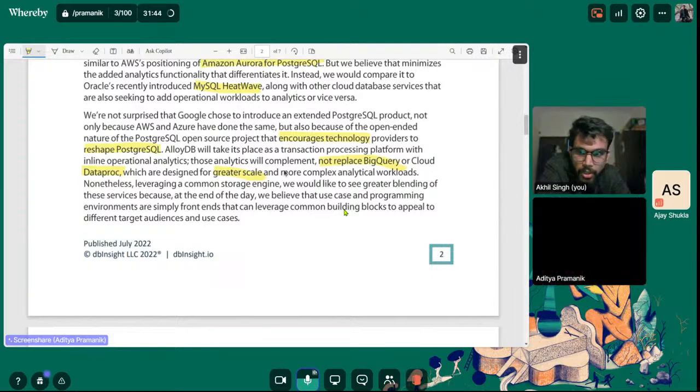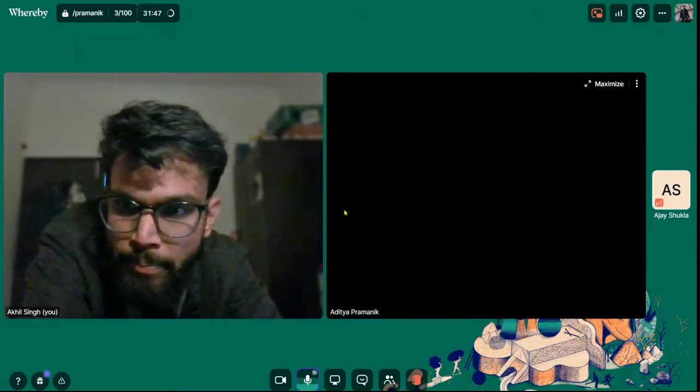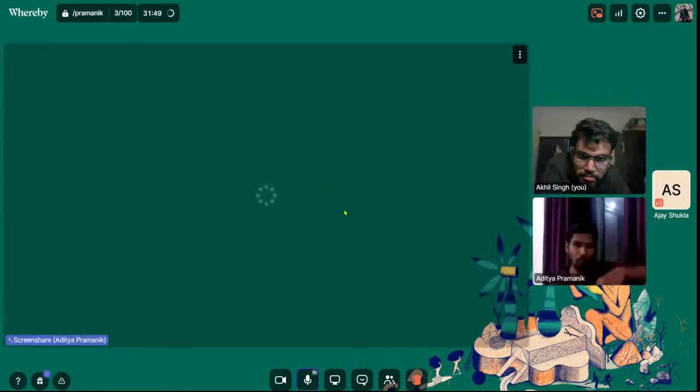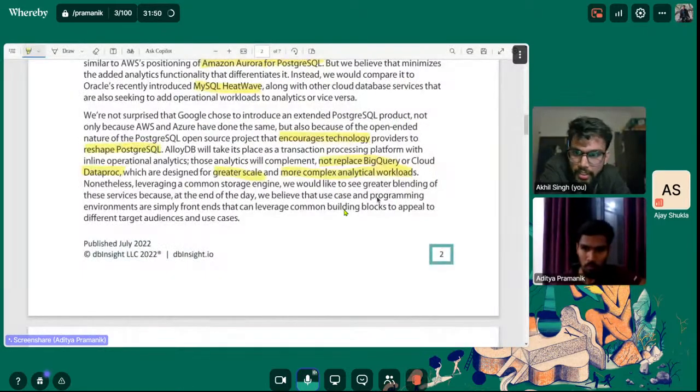The BigQuery or Cloud Dataproc are Google products. And sorry, Adi, your screen is flickering, like the screen I share is going off and on. I think there's some network bandwidth issue. Okay, is it any better now? Yeah, it is better now.